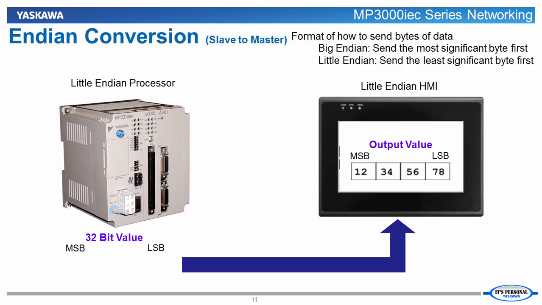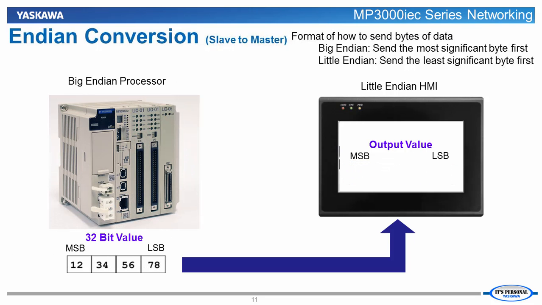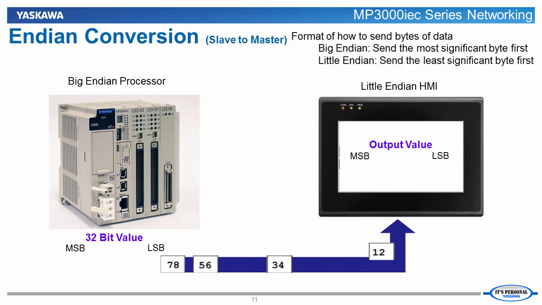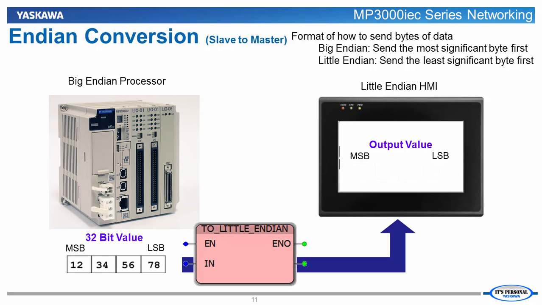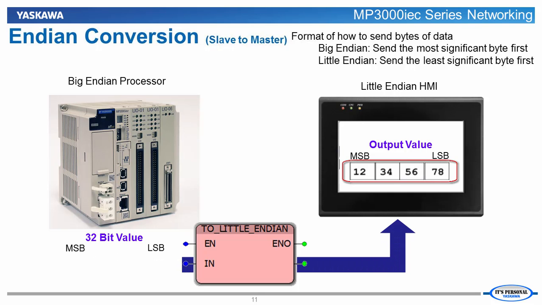Now let's replace the little endian controller with a big endian controller. Let's send the same 32-bit value. Now the big endian format sends the most significant word first. Thus, when the HMI gets the 32-bit value, it puts the most significant word in the least significant word's position, thus showing the value of 78563412 on the HMI. The new big to little endian function block converts the sent data from big endian to little endian, so when that function block is used, the value shows correctly on the HMI.